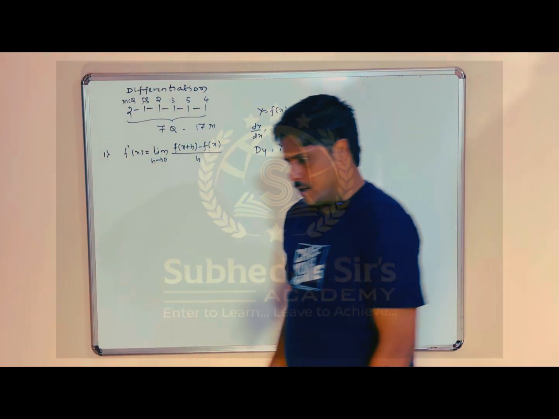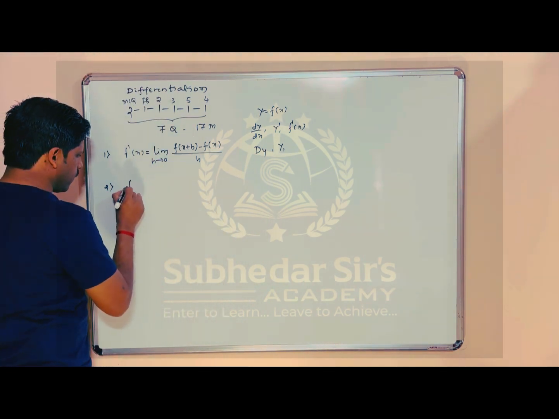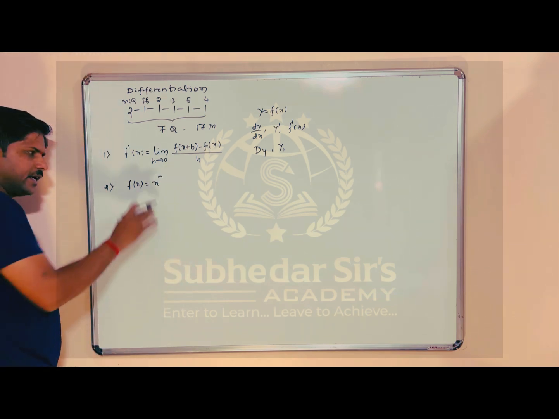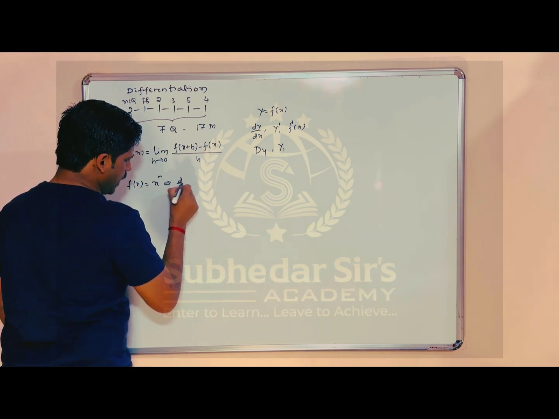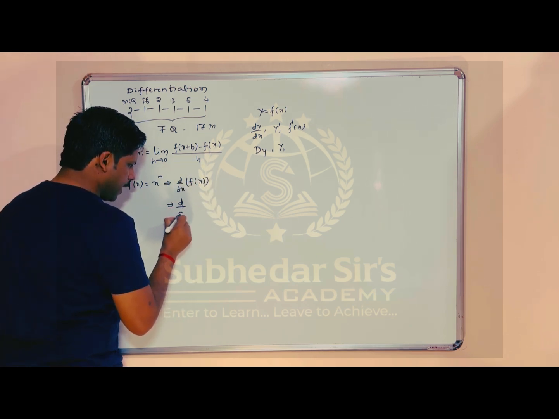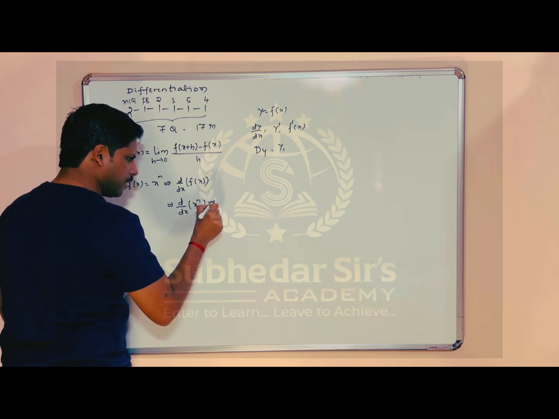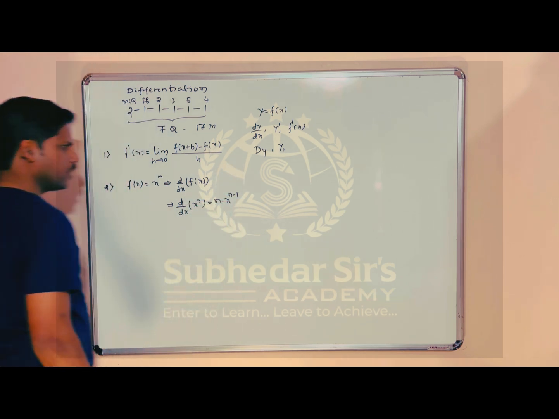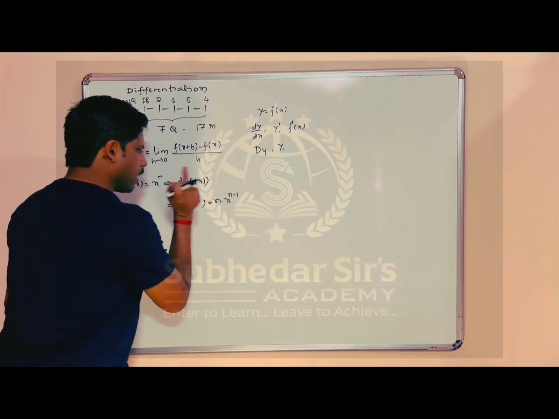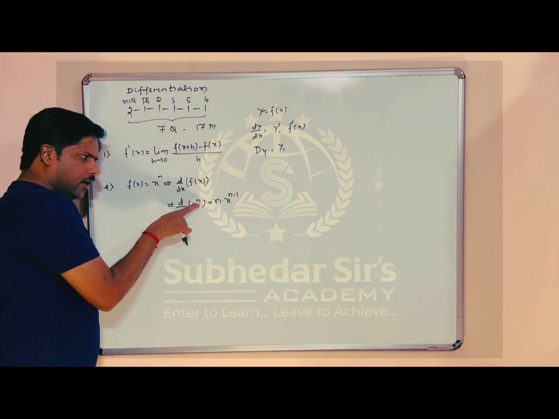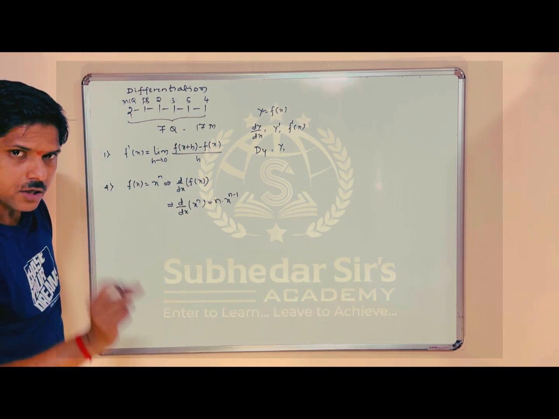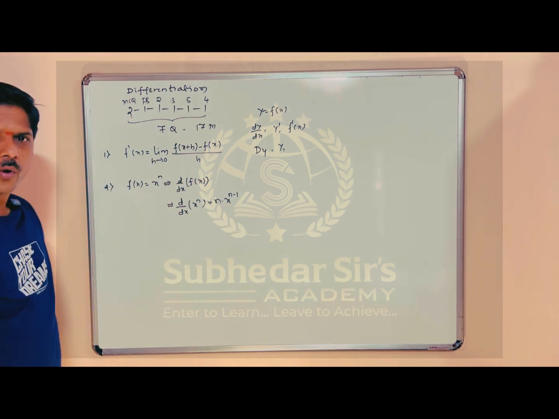In the second formula, if f of x is equal to x to the power n, then the derivative d by dx of x to the power n is equal to n into x to the power n minus 1. Here x is the variable and n is a constant. When a function to the power of a constant is there, we apply n into x to the power n minus 1.